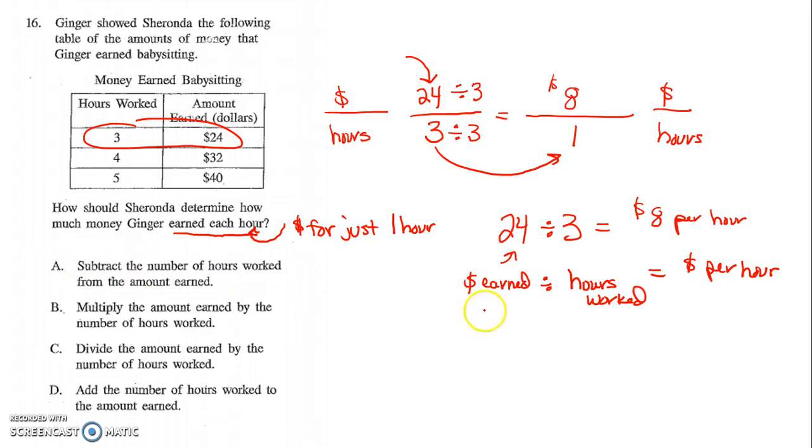So let's see. Do you subtract the number of hours from the amount earned? No. We took the amount earned, 24, and divided by the hours worked. Do you multiply the amount earned by the hours? Nope. We set up a proportion to help us with this. Do you divide the amount earned by the number of hours worked? Yup. That's how you find the amount you earn per hour. You take the amount you earn and divide by however many hours you've worked. And then the final one said to add. That doesn't make sense. Take the amount earned, divide by the hours.